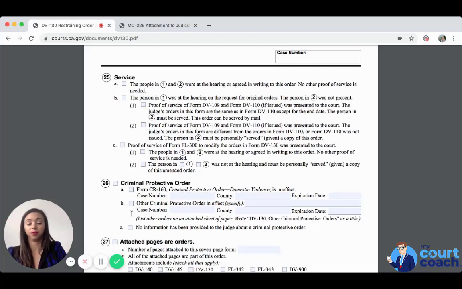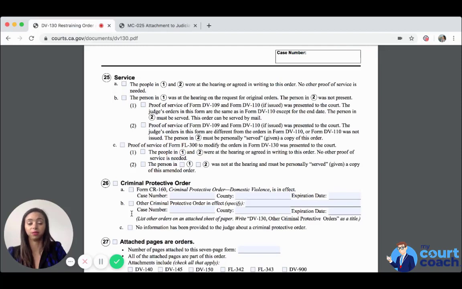So the DV-109, the proof of service form, and then the DV-110 was also presented to the court, and the judge's orders in those forms are the same as in DV-110, which is the temporary restraining order, except for the end date. So the person in 2 must be served, and the order can be served by mail.